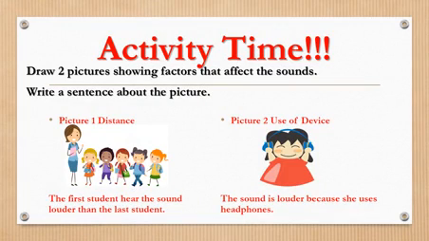Let me see if you understand the two factors, the distance and the use of device. Draw two pictures showing factors that affect the sound. Write a sentence about the picture. I have here a sample, kids. You can use your notebook or your paper to make some pictures. In picture 1, I make use of students that are lined up and the teacher is talking. My sentence is, the first student hears the sound louder than the last student because of the distance.